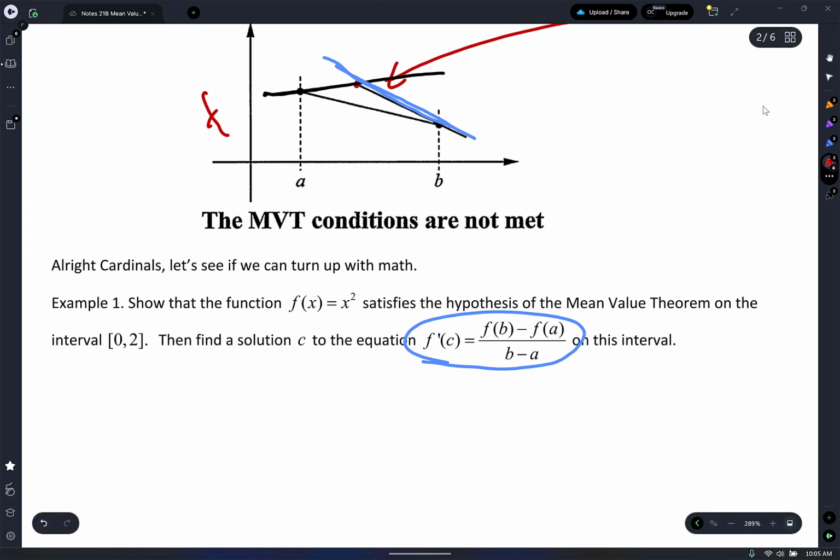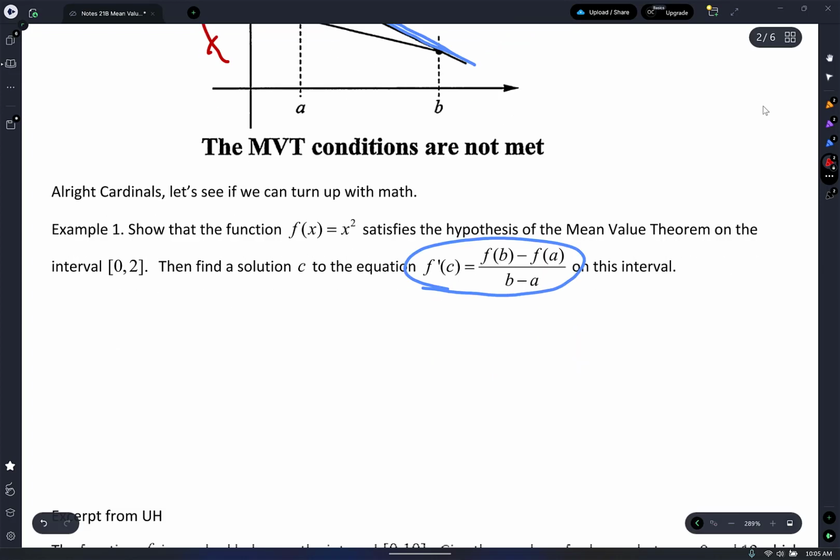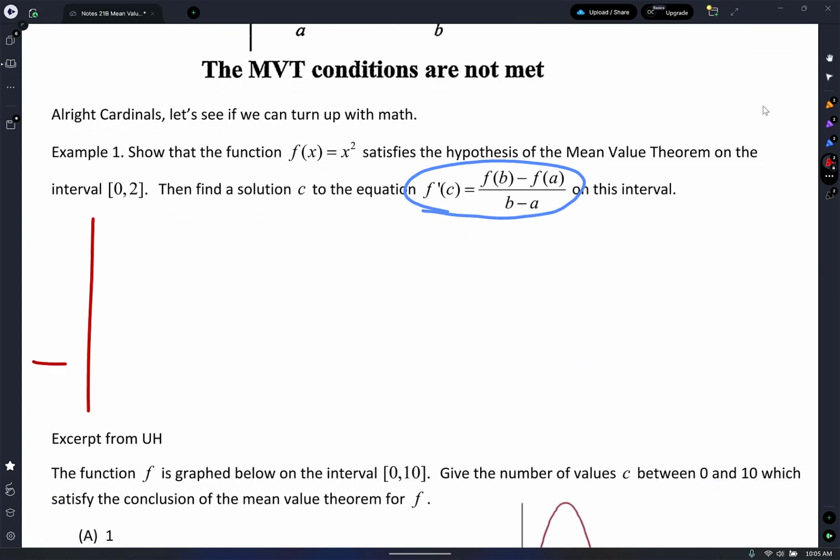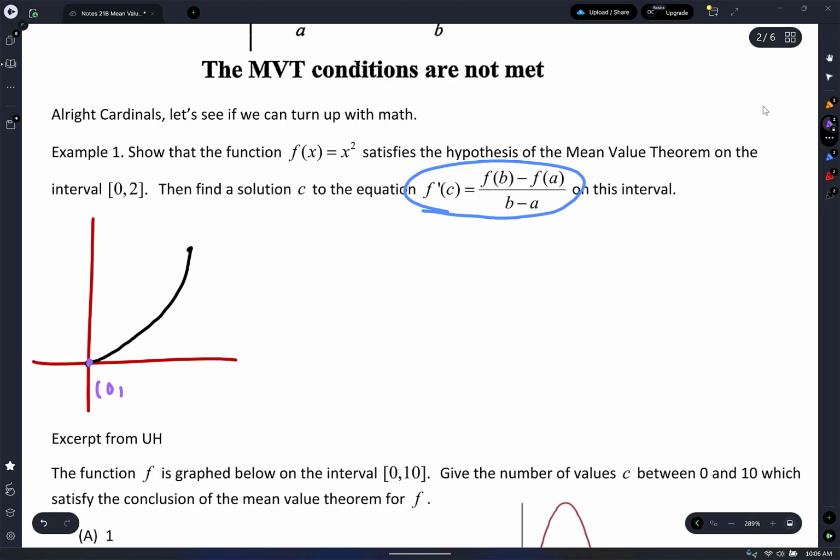Let's read this. It says, show that the function f of x equals x squared satisfies the hypothesis for the mean value theorem on the interval 0 to 2. Then find a solution C to the equation f prime of c equals f of b minus f of a over b minus a. Okay, x squared. How does that look? It looks like this. From 0 to 2. And I have a point. That point here is 0, 0. And I have a point. That point is 2, 4.